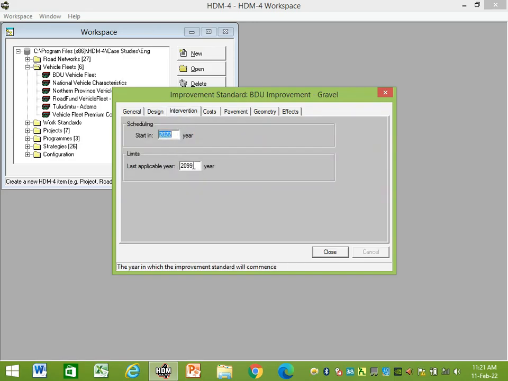Intervention, when does it start? We are doing this in 2023, let's say it starts in 2023. Intervention time. Construction time is next year, and for 3 years it will go. So it starts in 2023.